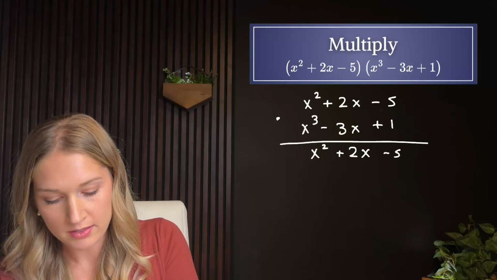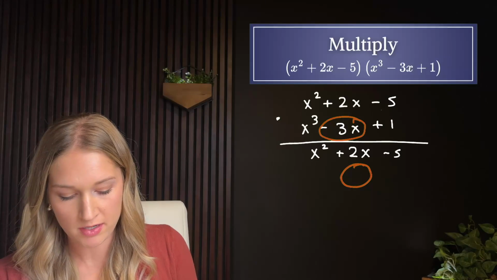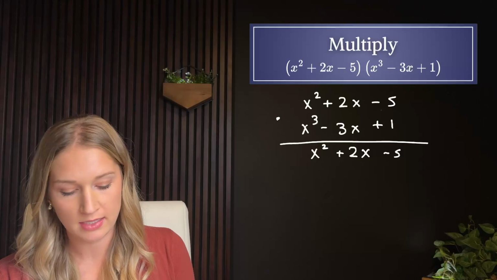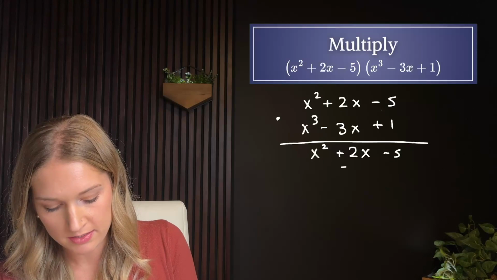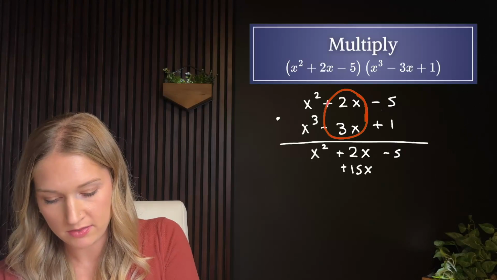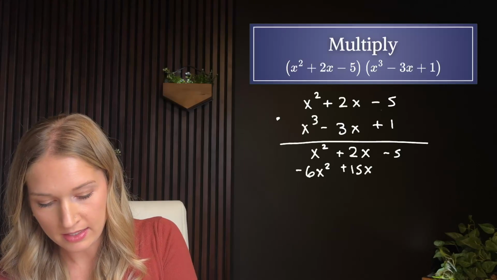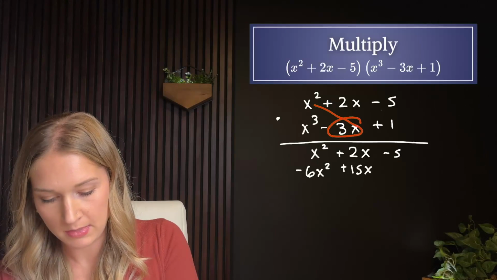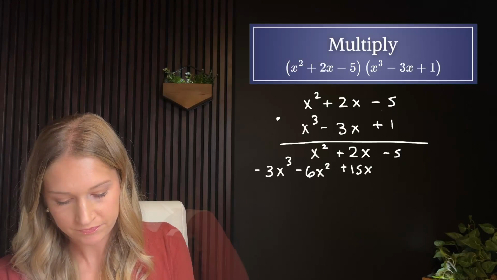I move on to my negative 3x, and I'm going to start with my product down below that 2x. So we're going to line it up. Negative 3x times negative 5 is going to be positive 15x. Negative 3x and positive 2 give me negative 6x squared. And then I have negative 3 to my x squared, which would give me negative 3x to the third.